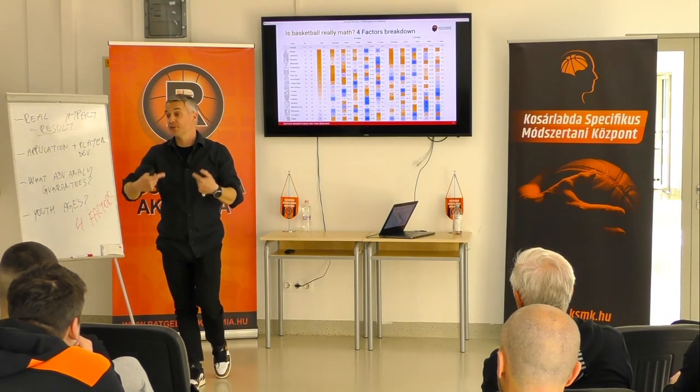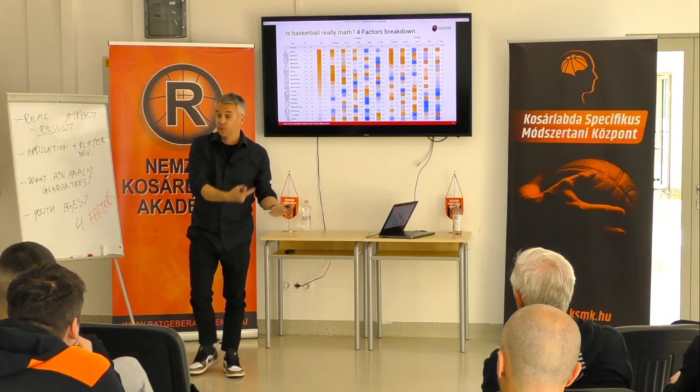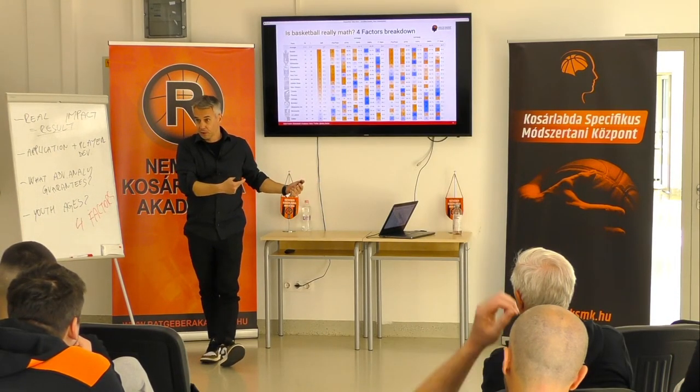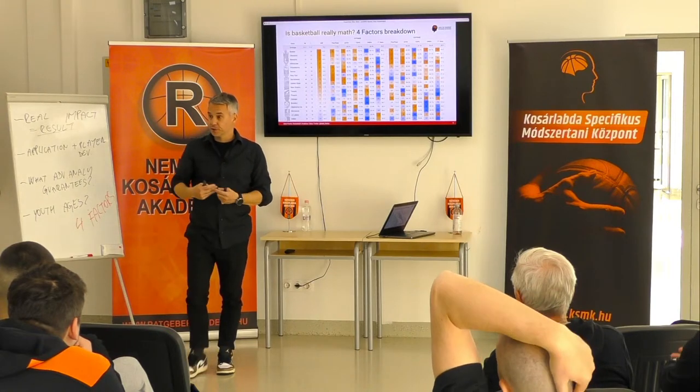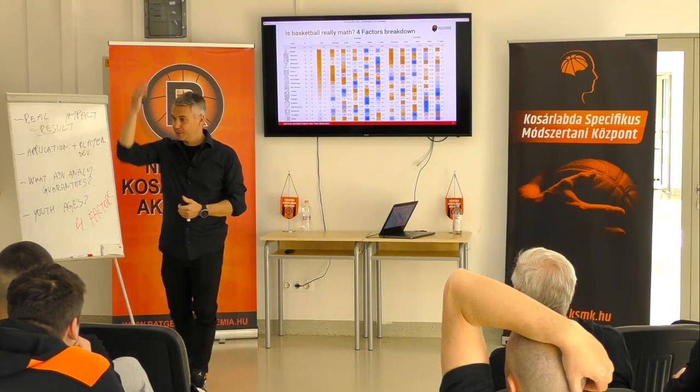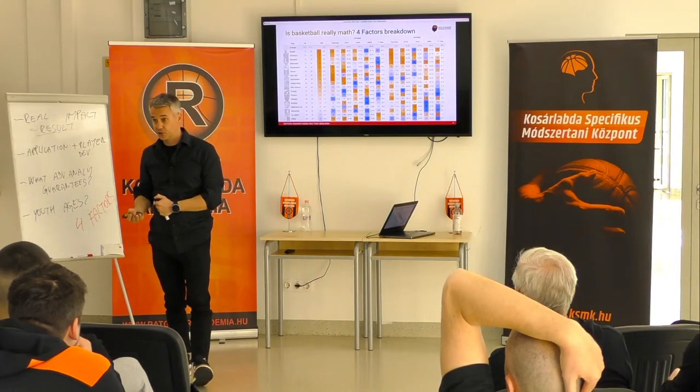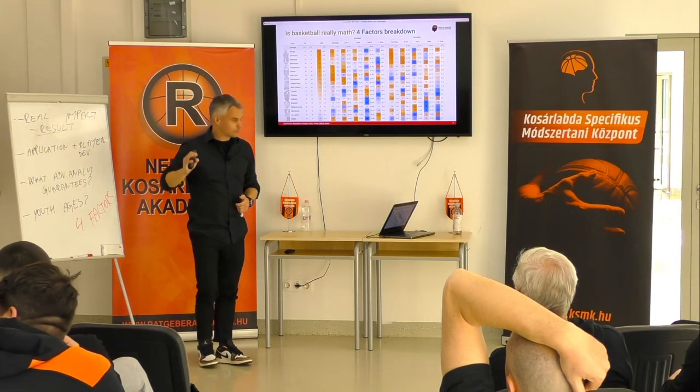One of the things is to punish them on the glass. And for Dallas, the problem was they were so small. Even when they switched, the little guy would get switched onto, and they were the worst in the league in second chances. Yeah? Okay. Yeah, we will go.